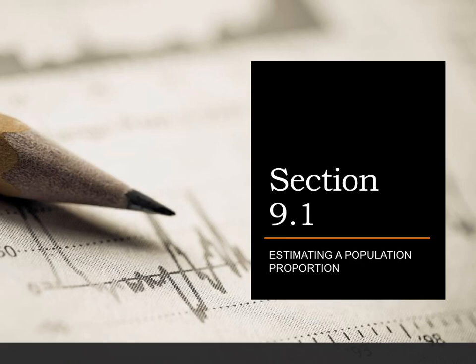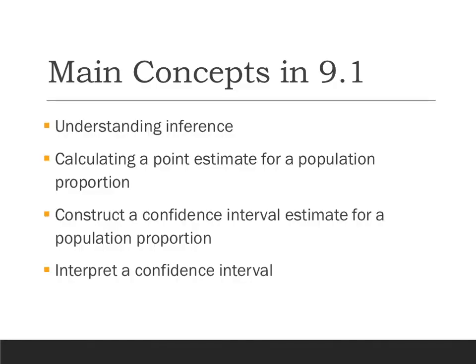All right, this is part 2 of the videos for section 9.1. All right, so in the first part, we talked about inference, and hopefully you have a better understanding of what statistical inference means and what inferential statistics is referring to. We also talked about calculating a point estimate for a population proportion.